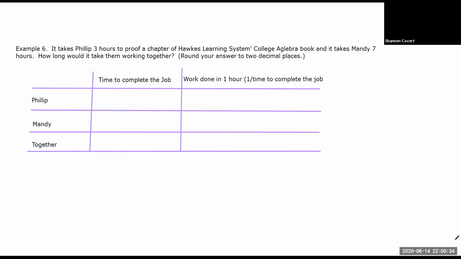Here's our final example. It's another work problem. It takes Philip 3 hours to proof a chapter of Hawk's Learning System college algebra book, and it takes Mandy 7 hours. How long would it take them to work together? Round your answer to two decimal places. So I have Philip, Mandy, together. It takes Philip 3 hours. It takes Mandy 7 hours.